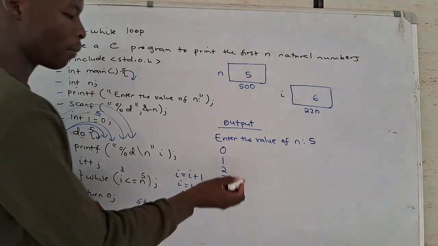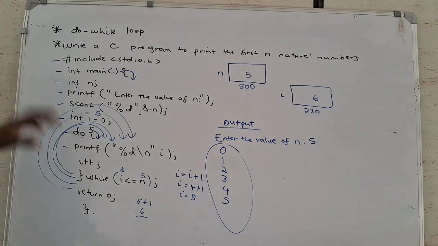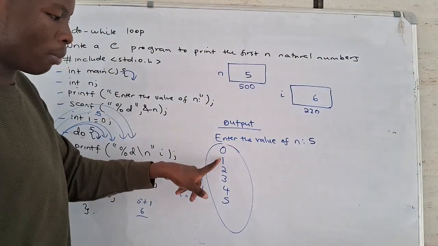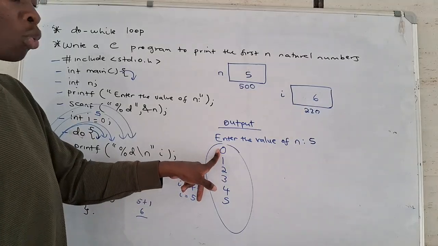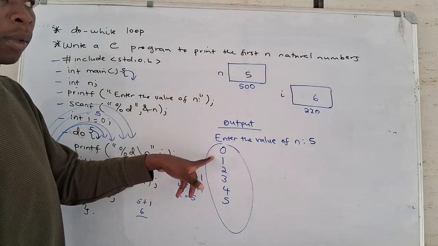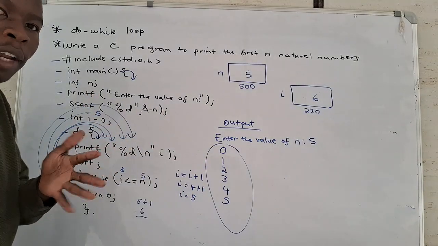So this is the output. These are the first n natural numbers. If I'm saying the first 5 natural numbers, it means 1, 2, 3, 4, 5 should come. This 0 should not come. Here I made a mistake. Because we are saying natural numbers, they start from 1, 2, 3, 4, 5, likewise.